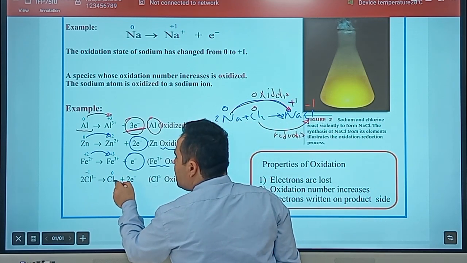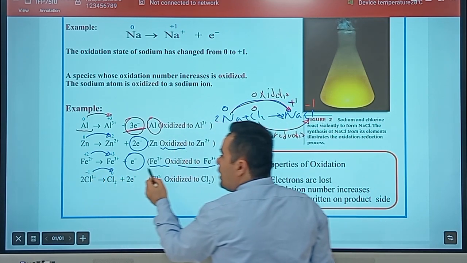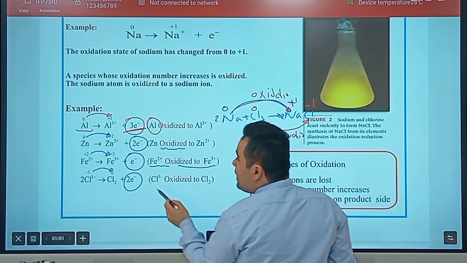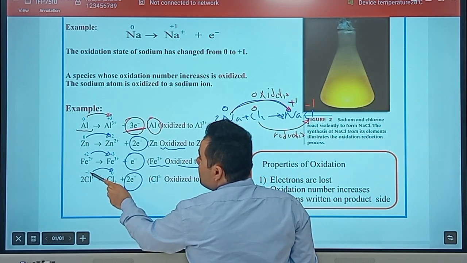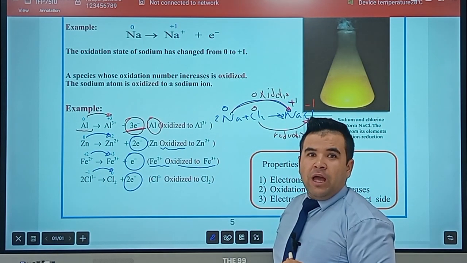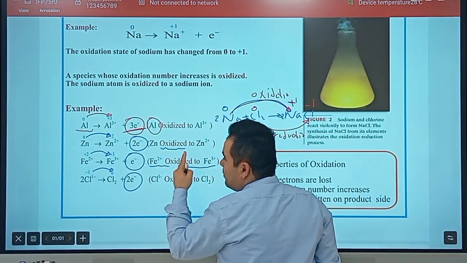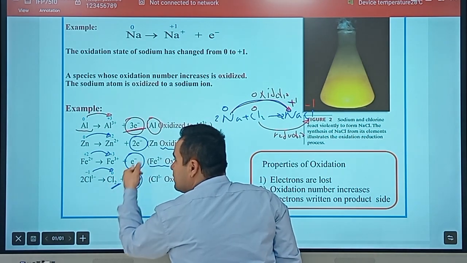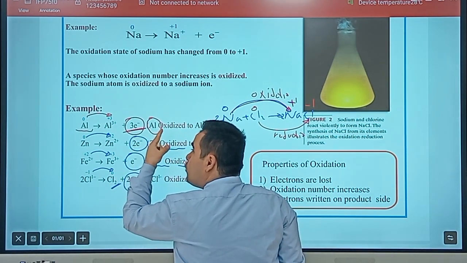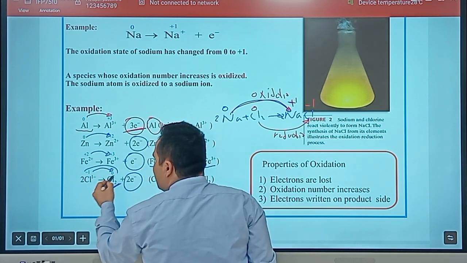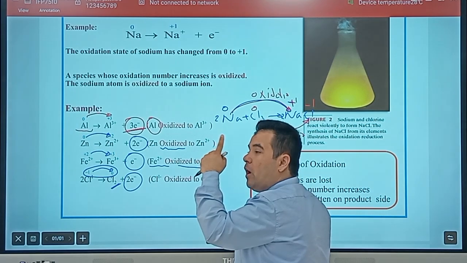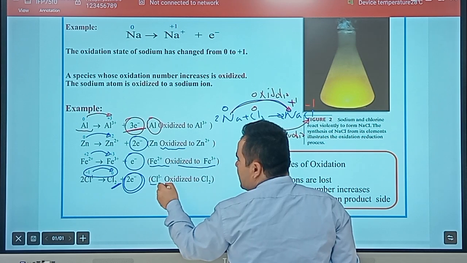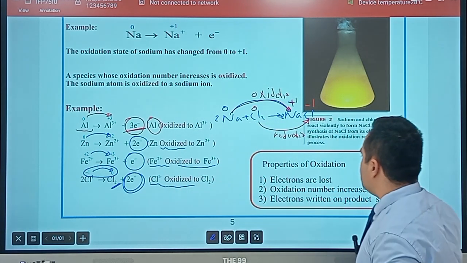Cl -1 to Cl2, from -1 to 0, we have an increase in the oxidation number. We wrote 2 electrons. Why? Because the difference from -1 to 0 is 1 for 1 atom. How about for 2 atoms? Here we have 2 atoms, so there will be 2 electrons. For 1 atom it is 1, for 2 atoms it will be 2. That's why we wrote 2 electrons. So in this case, Cl -1 is oxidized to Cl2.